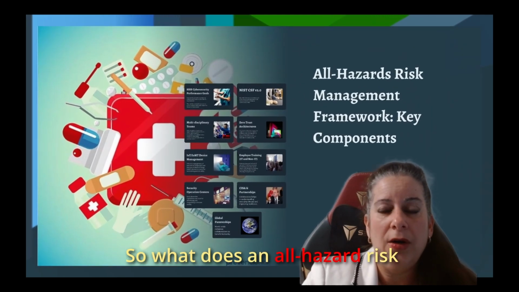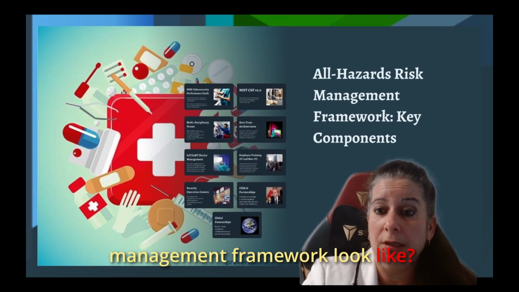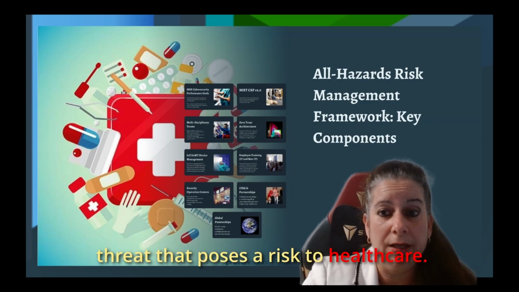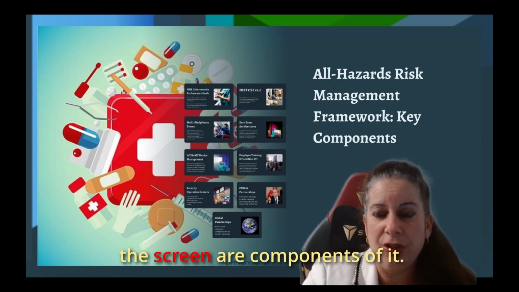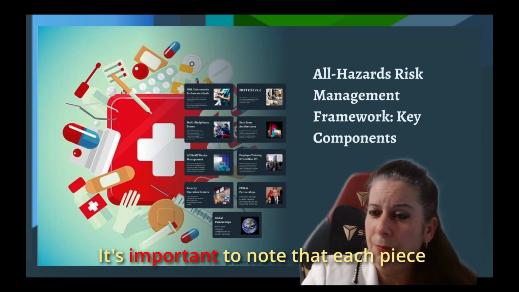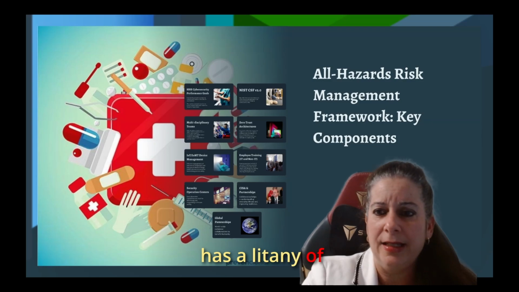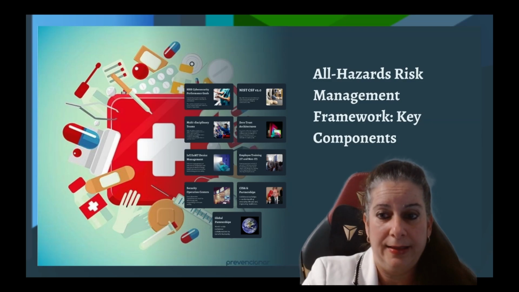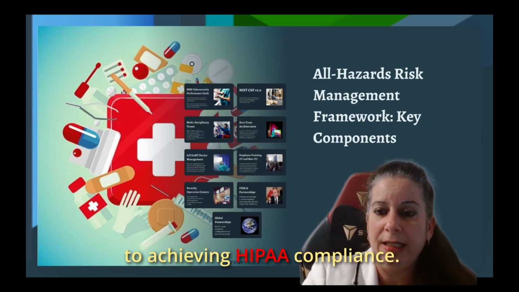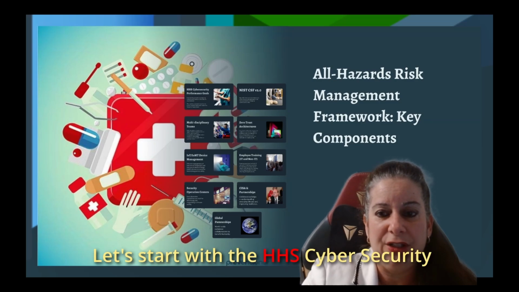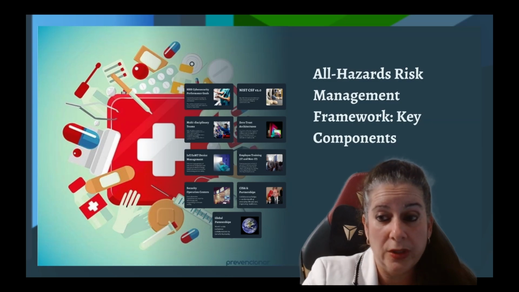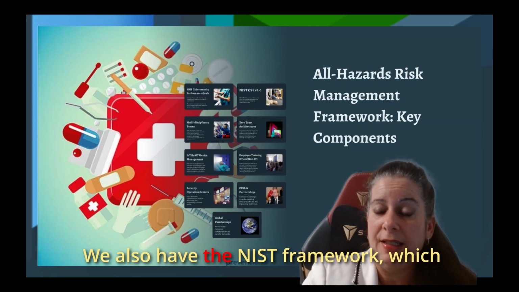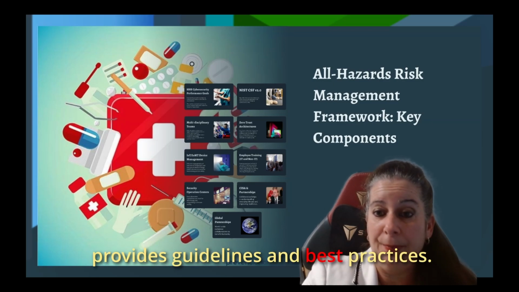So, what does an all-hazard risk management framework look like? Well, it means covering every possible threat that poses a risk to healthcare. All of the pieces that you see here on the screen are components of it. It's important to note that each piece has a litany of countless considerations, but today we'll only be able to go over brief highlights. These are all complementary to achieving HIPAA compliance. Let's start with the HHS Cybersecurity Performance Goals, which provide a structured approach to enhancing cyber posture. We also have the NIST framework, which provides guidelines and best practices.